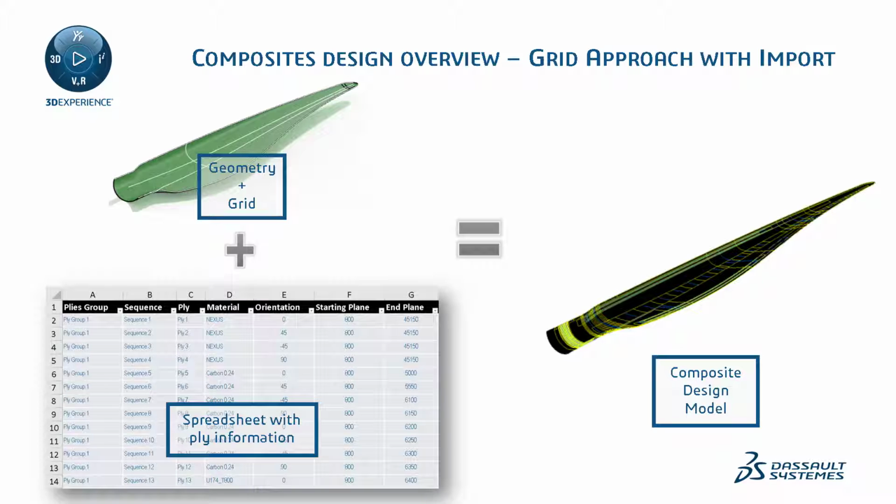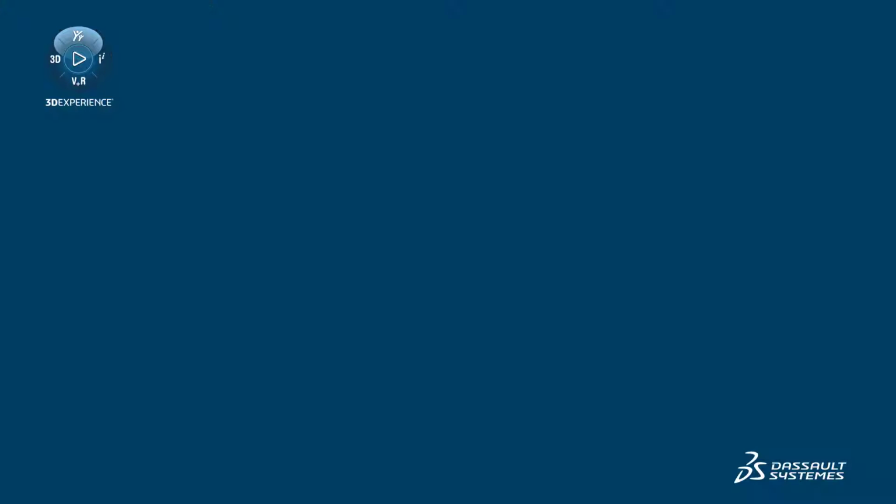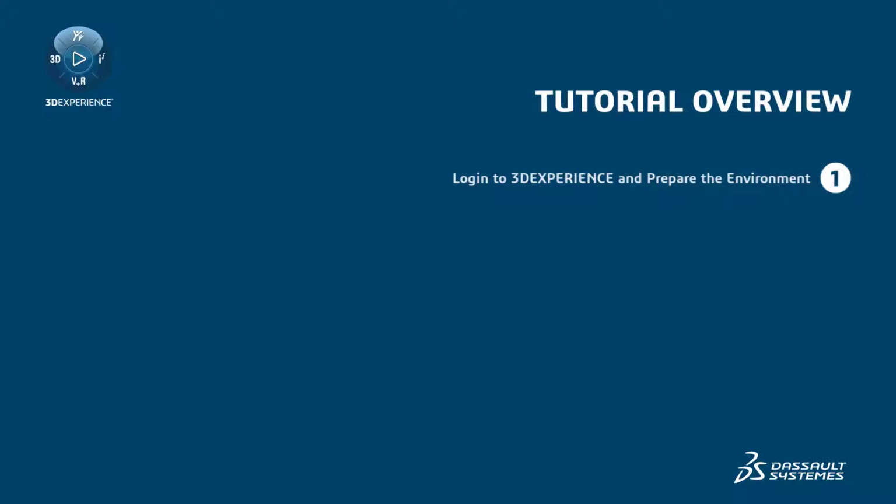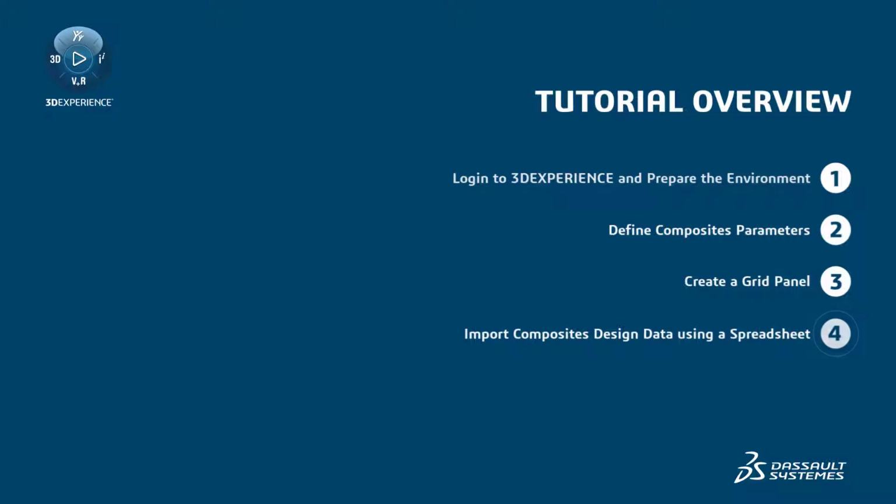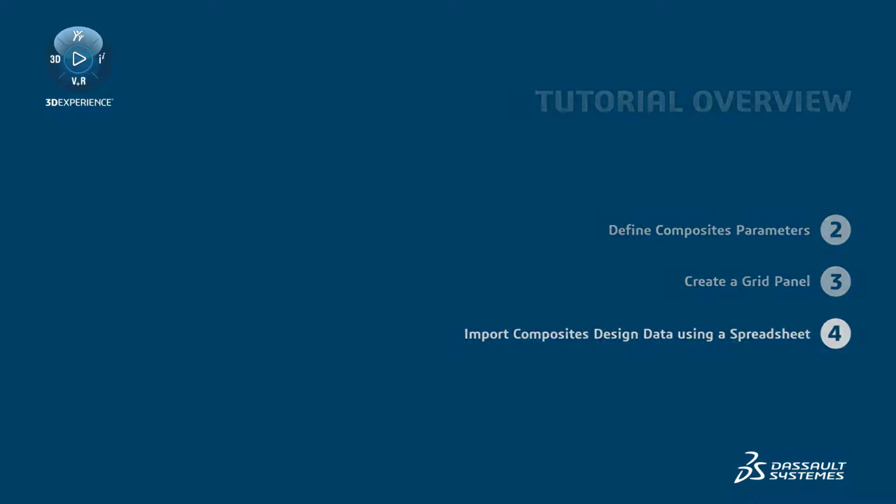For this tutorial, we will use geometry from a wind turbine, especially the pressure side shell. Download the file attached to this tutorial and save it on your computer, in a directory of your choice. The file includes the part geometry and material data. By the end of this tutorial, you will be able to log into 3DEXPERIENCE and prepare the environment, define the composites parameters, create a grid panel, and import composites design data using a spreadsheet.